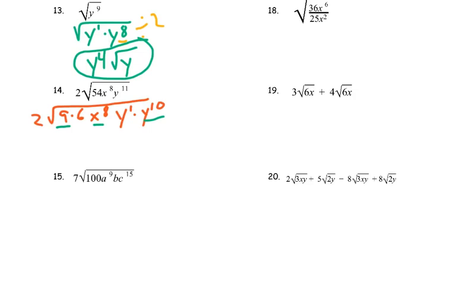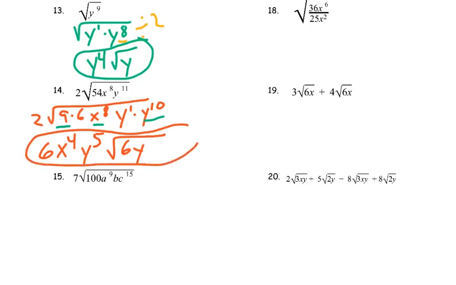So the 2 is going to multiply by the square root of 9, which is 3, so that's 6. Here, x to the 8th, well, divide that by 2, so that becomes x to the 4th. Here, y to the 10th, so that escapes by dividing by 2, so that becomes y to the 5th. Now, whatever's remaining on the inside, whatever didn't get to escape, so this 6 and this y didn't get to escape, so 6y. So there's your final answer. Okay, bottom one, number 15.